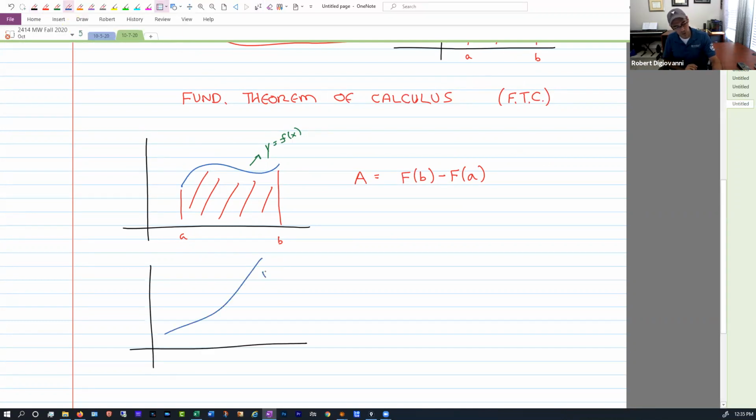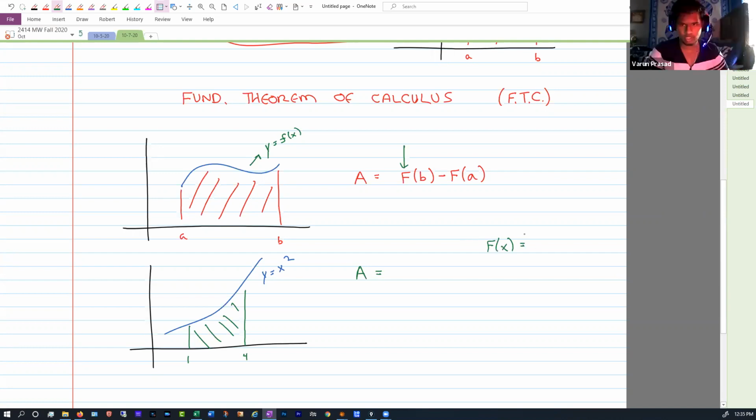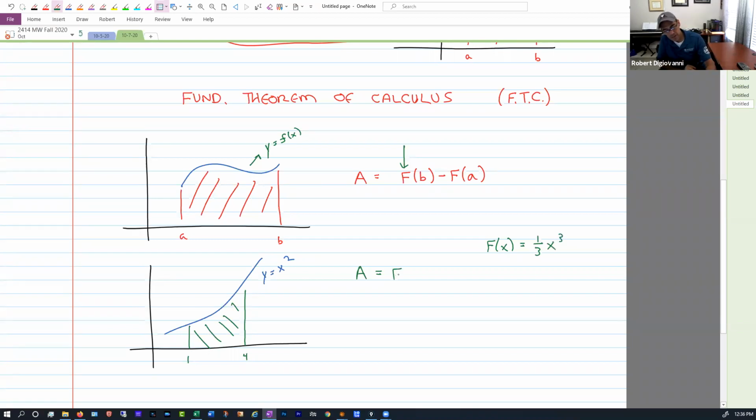So let's say we had the function y equals x squared. And let's say we wanted to look between 1 and 4, and I wanted to know that area. According to this fundamental theorem, all I need to do is figure out what the antiderivative is first. Can someone tell me what the antiderivative of this is? I'll write it down over here. What's the antiderivative of x squared? X cubed over 3, or 1/3 x cubed, right? That's capital F.